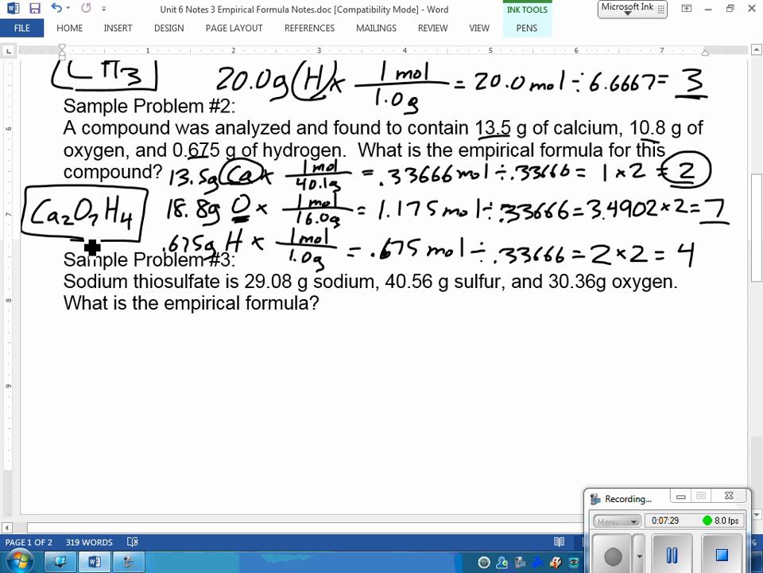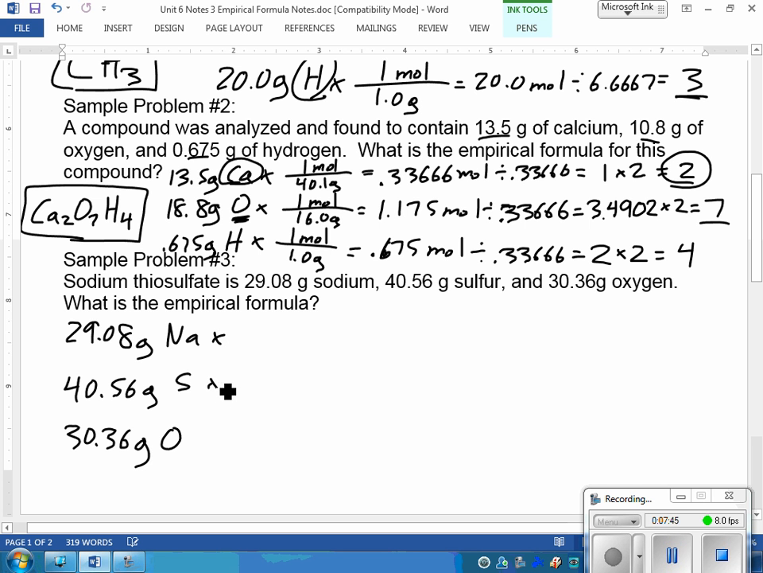Last one, if you need it: 29.08 grams of sodium, 40.56 grams of sulfur, 30.36 grams of oxygen, and we are doing that same process. Right, step 1, convert everything into moles.